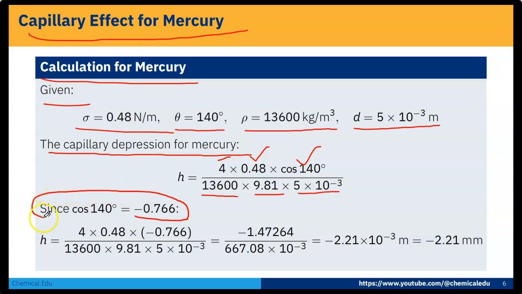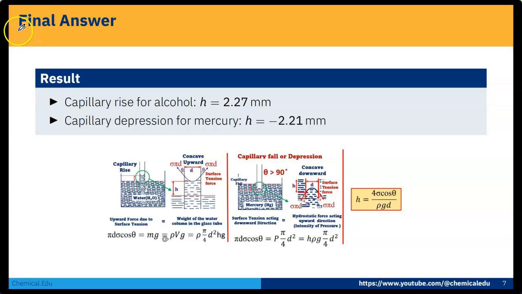Now plugging in all these values and doing the calculation, finally H is minus 2.21 into 10 to the power minus 3 meter. If we convert meter to millimeter, that is minus 2.21 mm. Here the minus sign indicates capillary depression or capillary fall. So the final result: the capillary rise for alcohol H is 2.27 mm, and the capillary depression for mercury H is minus 2.21 mm.